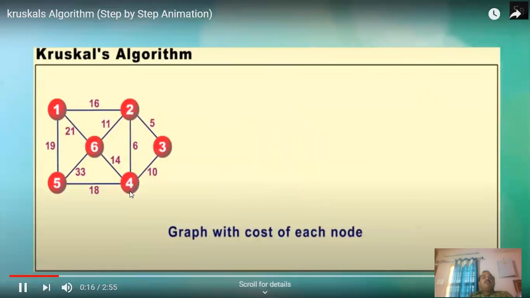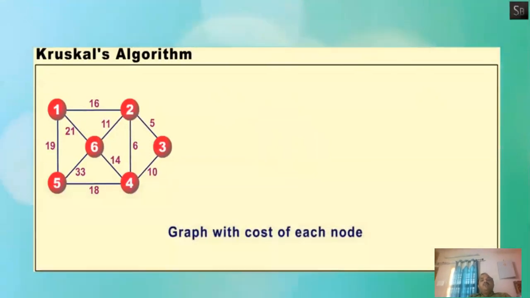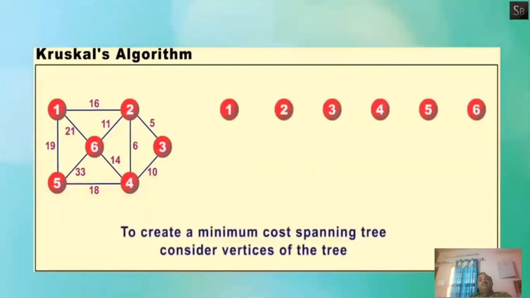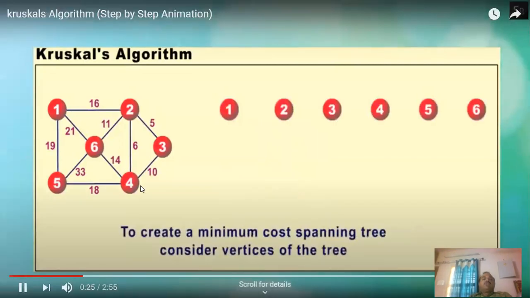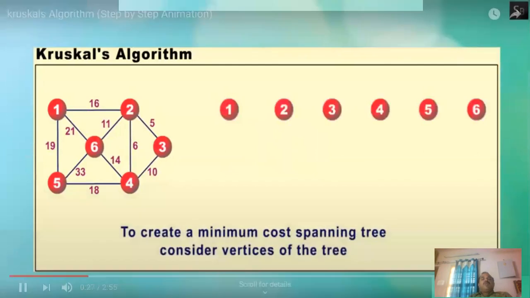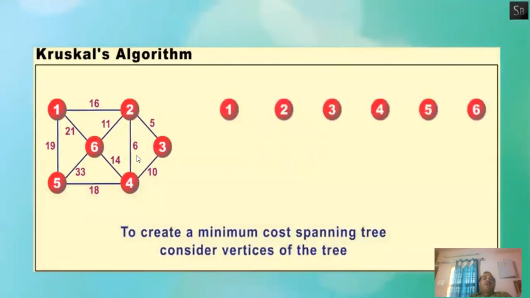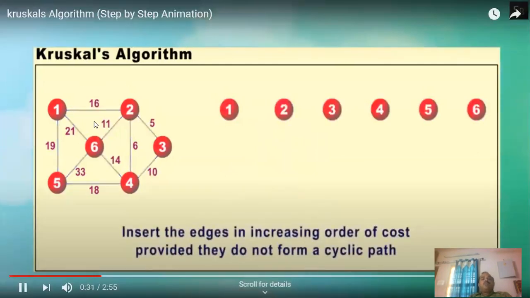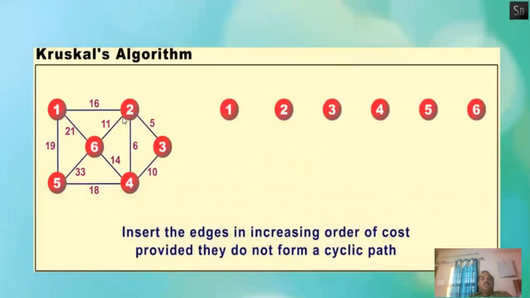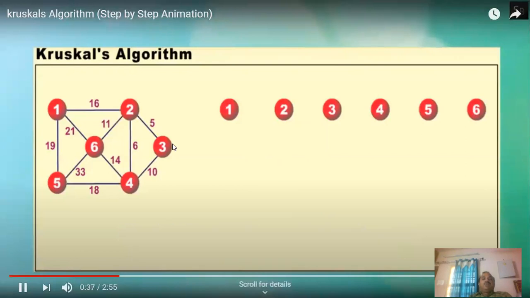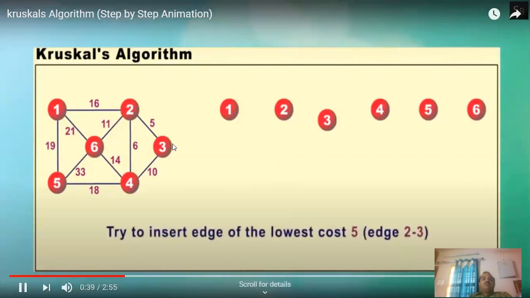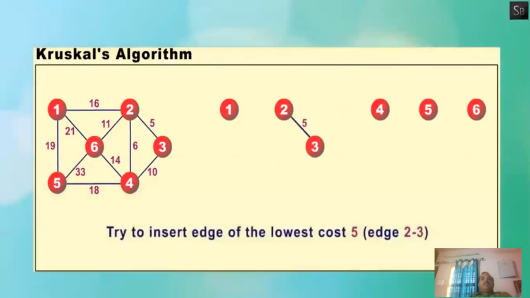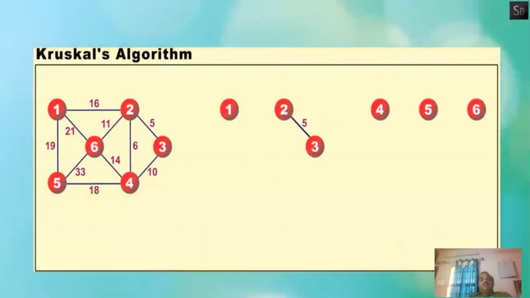This is the graph. How many nodes are there? 6 nodes: 1, 2, 3, 4, 5, 6. To find the minimum cost spanning tree using Kruskal's algorithm from this graph, first, which is the lowest edge? 2 to 3 is the lowest edge. So this is separated.